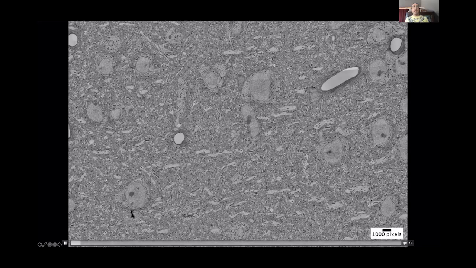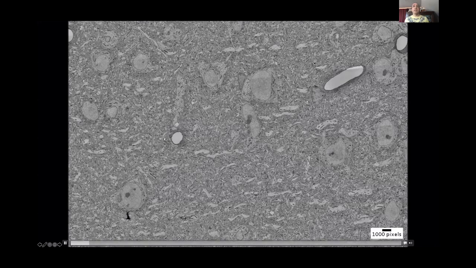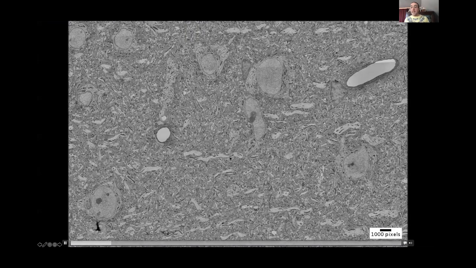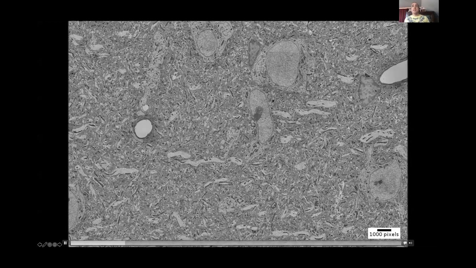So I hope you can see the video. Probably it's gonna go a bit too slow, but it's just to show you the data. At this lower magnification, you can see some somas here. Those are these large sections. The white ones are blood vessels. You can start to see dendrites. And as you zoom in, there are going to be smaller and smaller processes, which will be the axons that you can also see at the EM level.